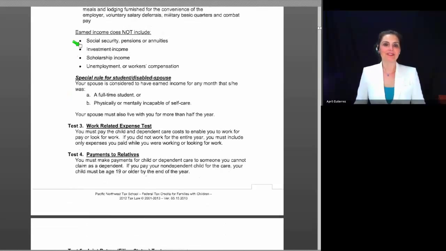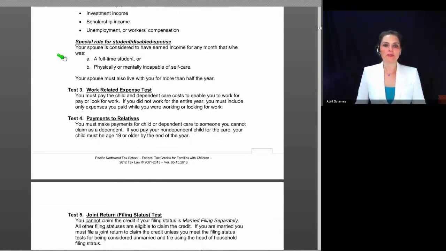But earned income does not include Social Security, pensions, or annuities, nor does it include investment income, scholarship income, unemployment, or workers' compensation. Special rules for student or disabled spouse: your spouse is considered to have earned income for any month that he or she was a full-time student or was physically or mentally incapable of self-care. Your spouse must also live with you for more than half the year.